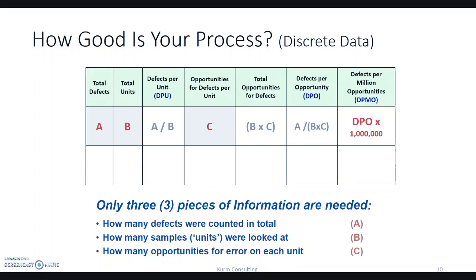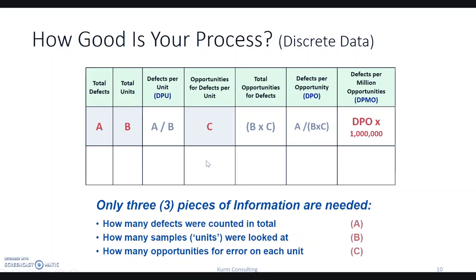So what do you need to do that? Well, you need the total number of defects. You're counting however many defects as part of your sample. How many units went by that had those defects on there or not? And when you divide A into B, those two, you basically get defects per unit, right? After that, for each particular unit, how many opportunities for defects were occurring per unit?